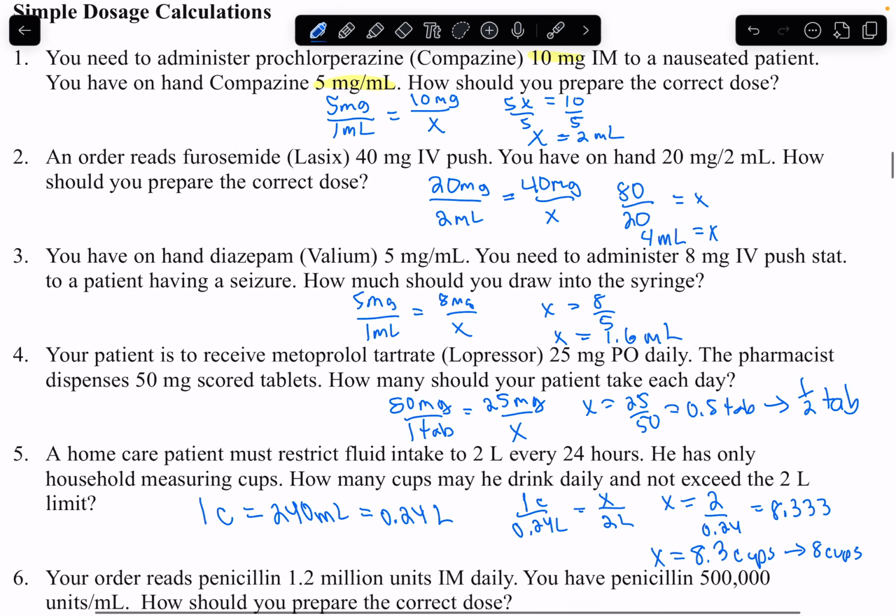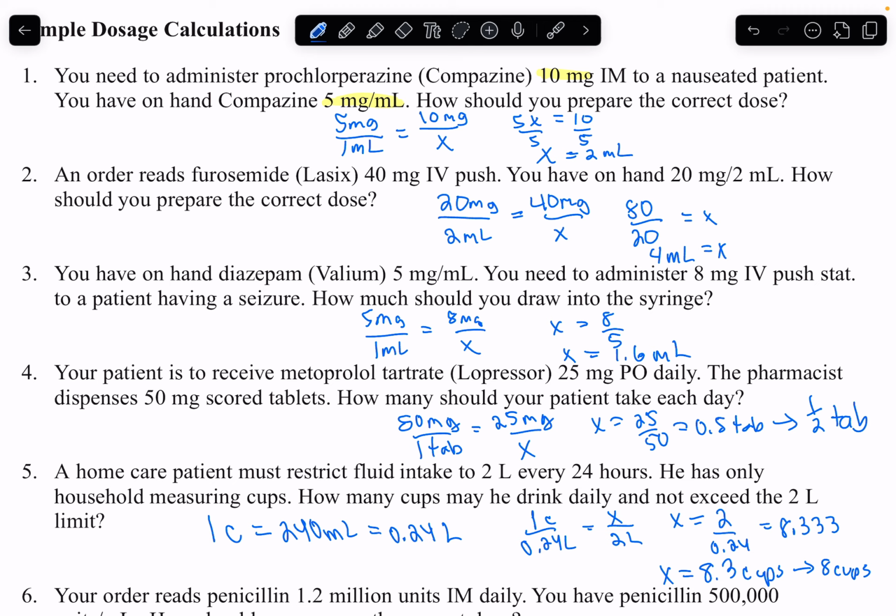Okay, so that's just a little bit about some simple dosage calculations.